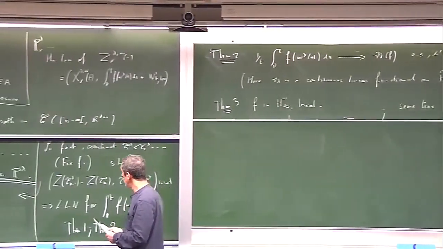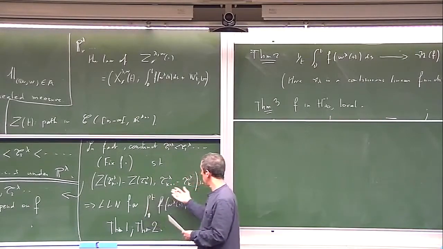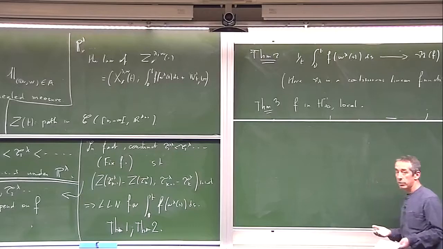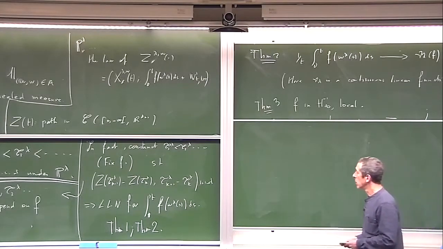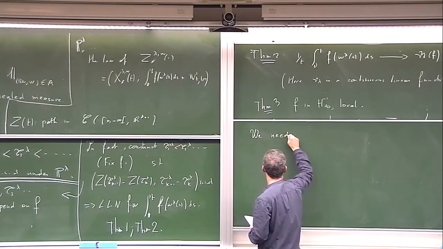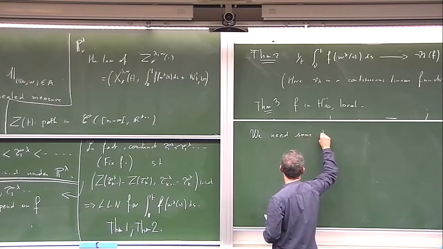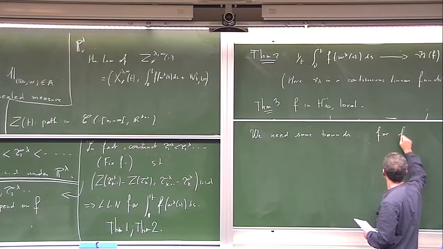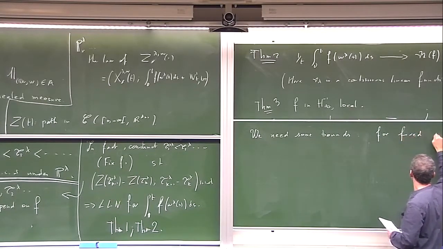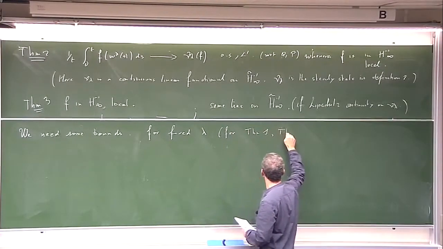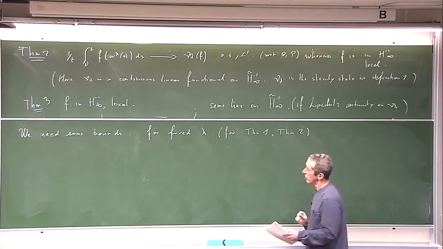First, to fully justify the law of large numbers from the fact that we have IID random variables. But that's a problem for a fixed lambda. So we need some bounds. We need some bounds for fixed lambda. This is for theorem 1 and theorem 2. Okay.